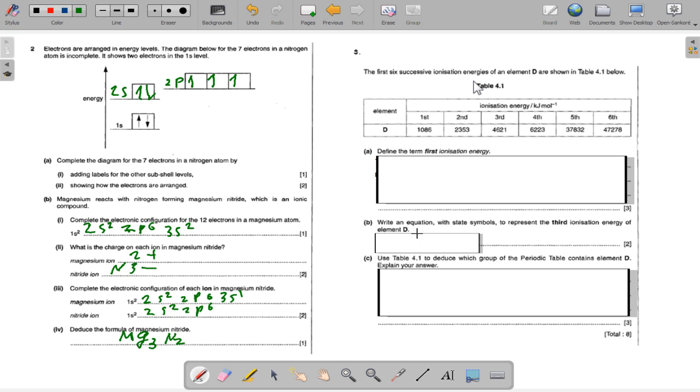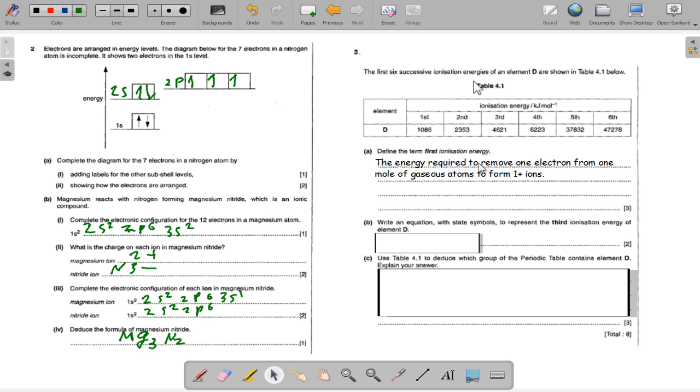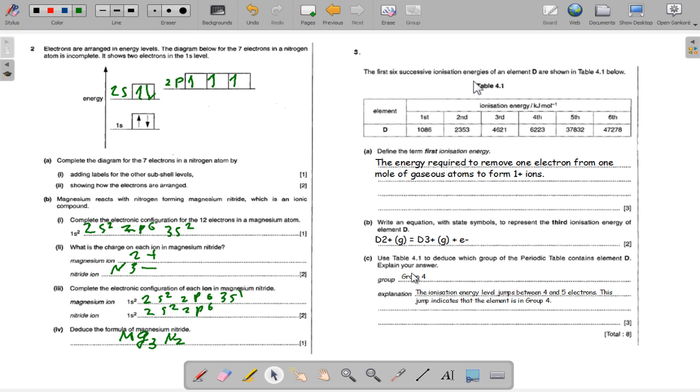So the first ionization energy is the energy required to remove 1 electron from 1 mole of gaseous atoms to form 1+ ions. And for the equation, D2+(g) → D3+(g) + e−. And I think it's in group 4, and the ionization energy jumps between the 4th and 5th electrons, and this jump indicates that the element is in group 4.